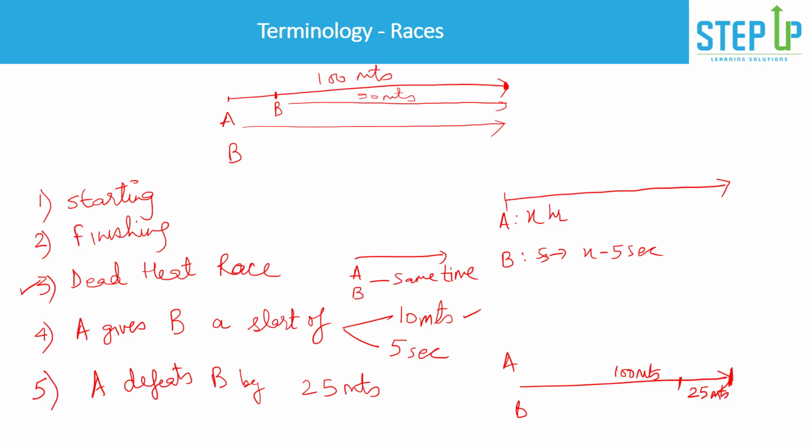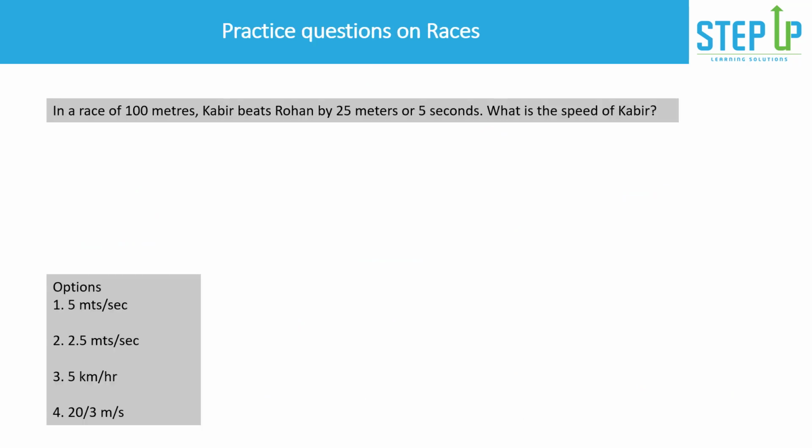Another variant of this would be, like the previous statement, A defeats B by, let's say, 5 seconds. What would this mean? By the time A finishes the race, B will take 5 seconds more to finish the race. That means he is behind A. So these are only 4 or 5 concepts that you will see with respect to races. Let's attempt a few questions now to further this understanding.